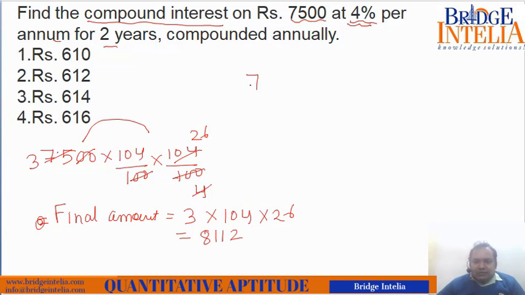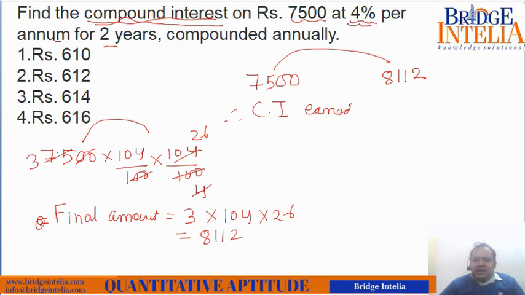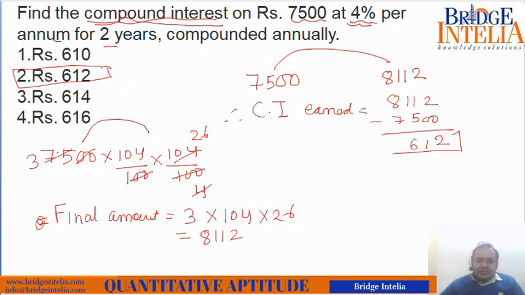8112. That means if you deposit 7,500, finally you get back 8112. So this extra money that you have earned is what is known as compound interest. Therefore, compound interest that you have earned is equal to 8112 minus 7,500. So that is equal to 612. So 612 is the final answer.